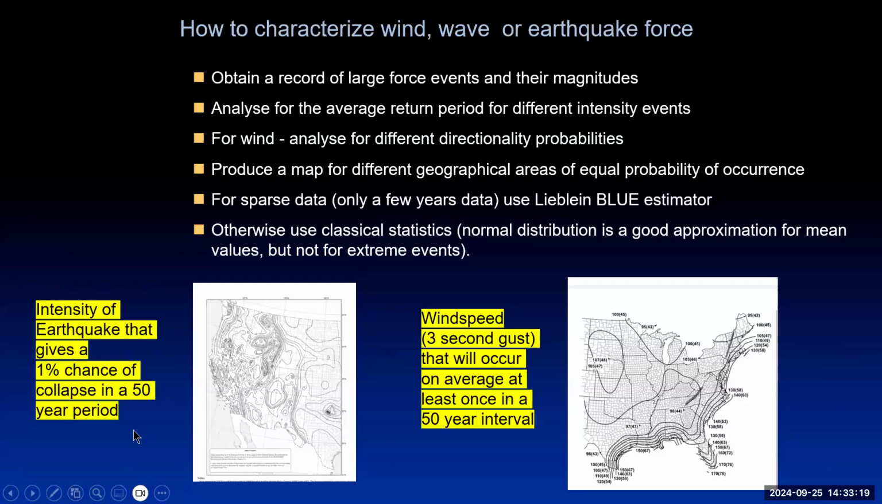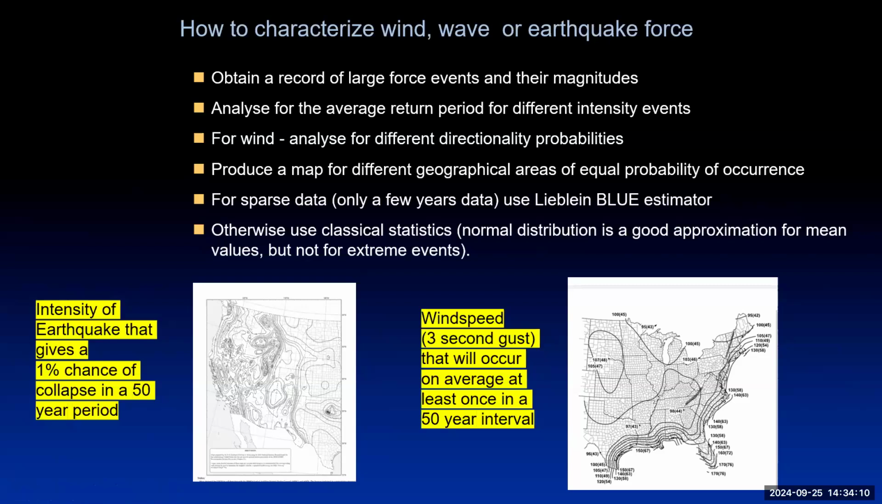So what we have inside our basic standard that backs up our codes of practice is, for earthquakes, the intensity of earthquake that gives a 1% chance of collapse in a 50-year period. For winds, we measure a 3-second gust that will occur on average at least once in a 50-year interval. Now there's something. We draw these, they're called isotachs, like a tachometer. This shows you equal lines of wind speed. Why do we choose a 3-second gust at 10 meters height?